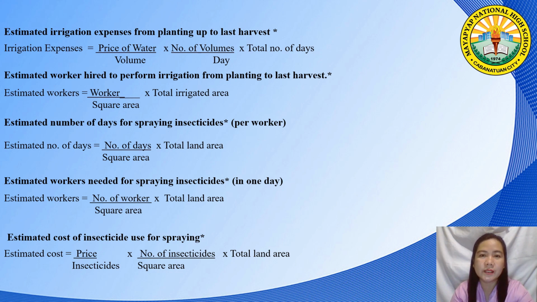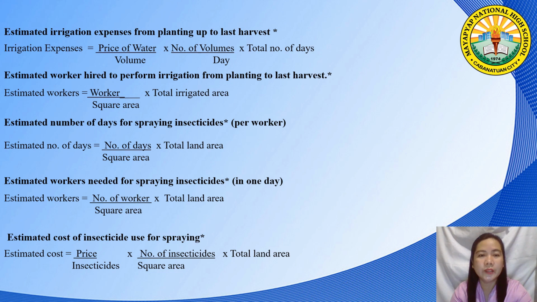Irrigation expenses is the product of price of water per volume, the number of volumes per day, and total number of days to be irrigated from planting to last harvest. This is expressed as irrigation expenses equals price of water over volume multiplied by number of volumes per day and multiplied by total number of days.